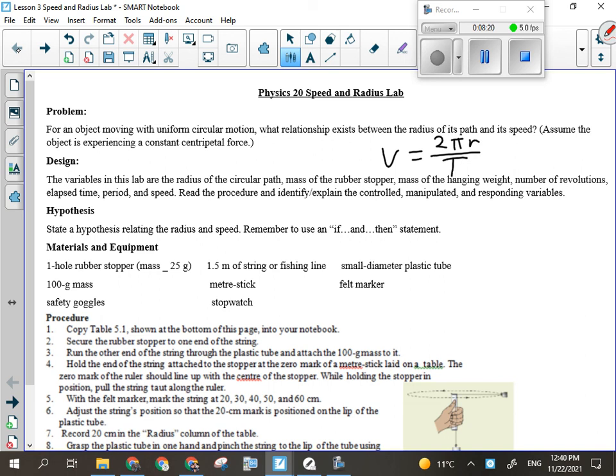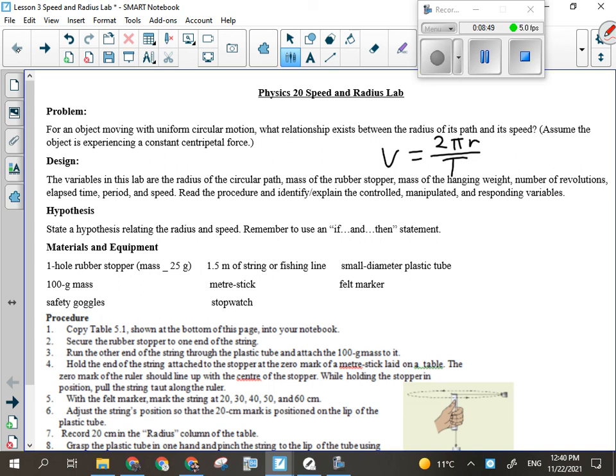So for your if, and then statement for your hypothesis, you're talking about what's the relationship. So predict the relationship. Is it linear, exponential, inverse? Basically, as radius goes up, what's going to happen to speed? And then in the and part, describe the experiment. In the then part, predict what you're going to see. Maybe the shape of your graph would be a good thing to predict.